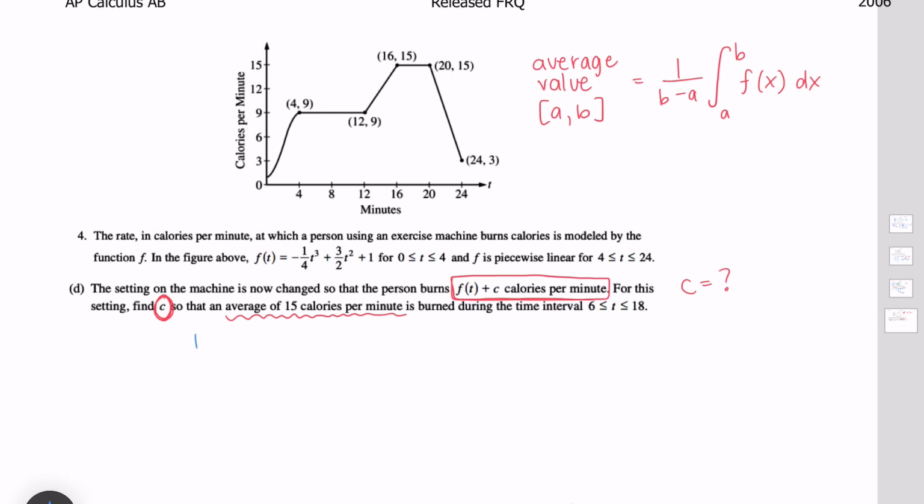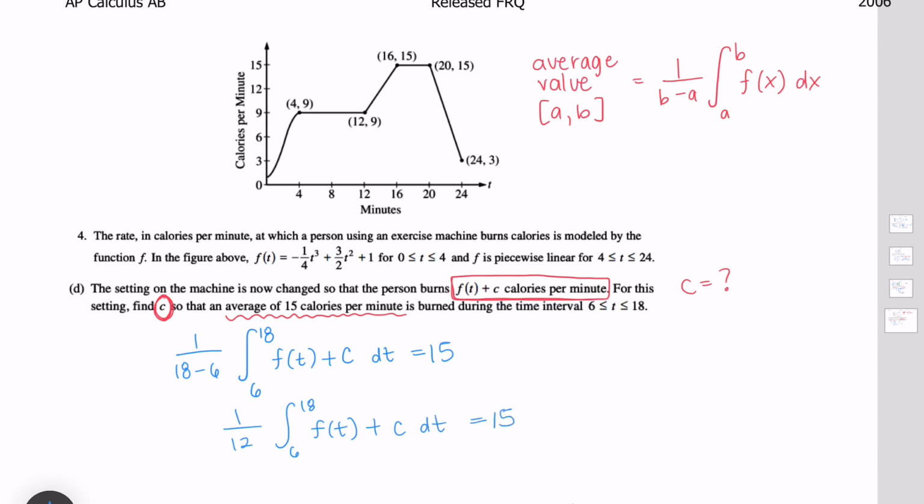So we have 1 over b minus a, in this case 18 minus 6, times the integral from 6 to 18 of the function that we're talking about, which in this case is f of t plus c. Also remember your dt because they will deduct points for empty integrals. And the way the question is phrased, they're telling us that this average is 15, where our goal is to find c. So let's begin. We have 1 over 18 minus 6, that's 1 over 12, times the integral from 6 to 18 of f of t plus c dt equals 15.